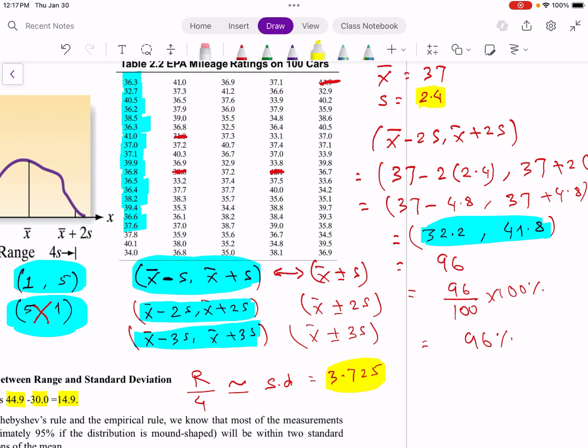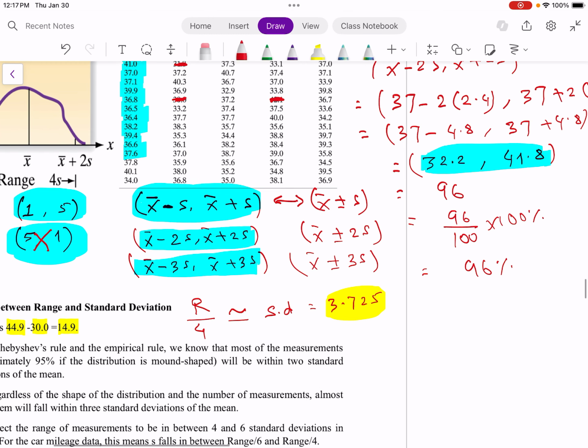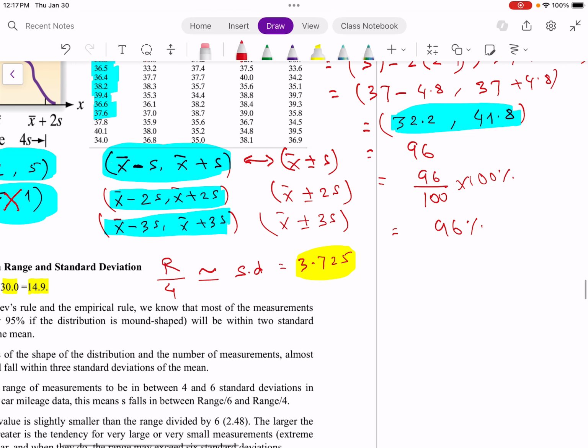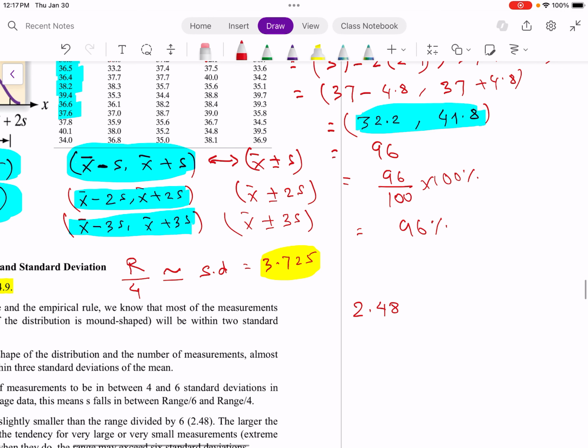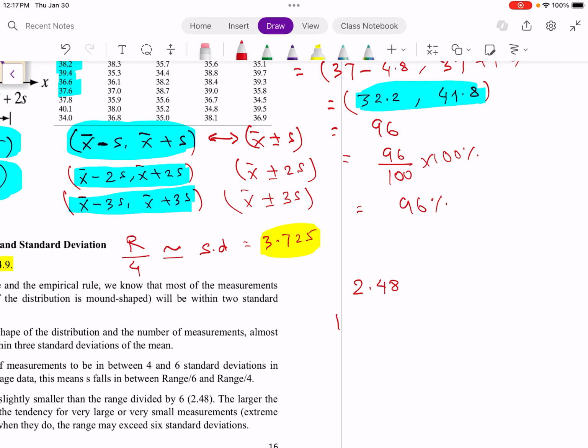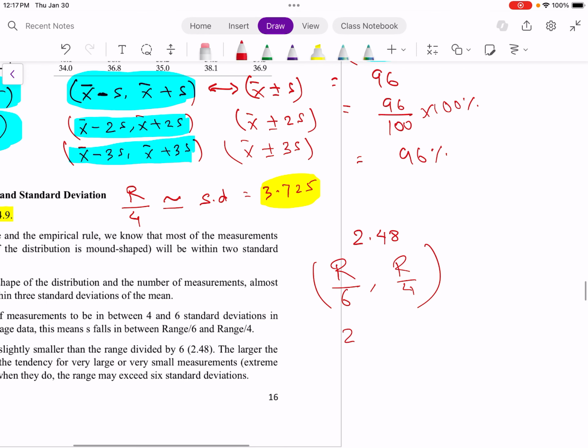Now, here's the thing. What value do we get if we divide by 6? 2.48, right? So you can use the range divided by 6 to the range divided by 4. Our standard deviation will be from 2.48 to 3.725.